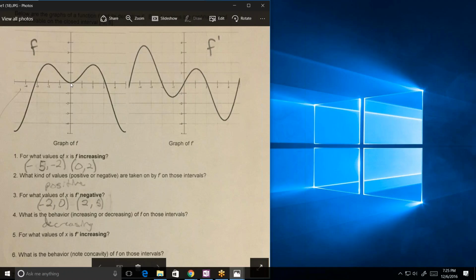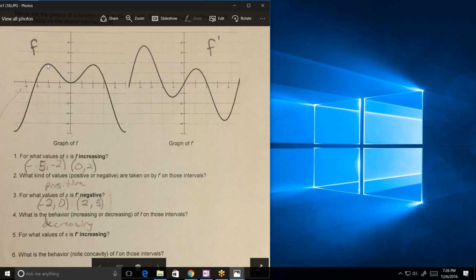Absolute is like the lowest or biggest of all of them. 0 is a local minimum, but it's not an absolute minimum. I can find a point over here that's lower than where it is. And I can find a point over here that's lower than where it is. The reason it's called a local minimum is because immediately to the left and immediately to the right, it's bigger than that point. That's what means concave up. In other words, that is a local minimum.